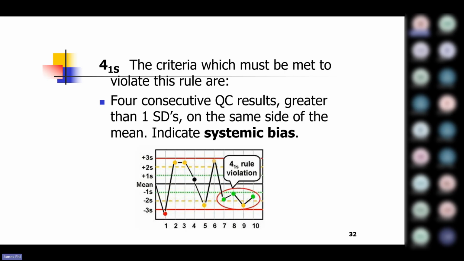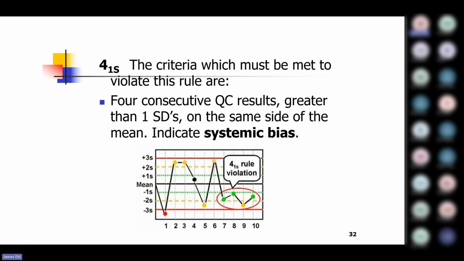Then we have the 4-1S rule. This rule criteria is violated when we have 4 consecutive QC results on the same side of the mean. This is indicative of a systemic bias. They are greater than 1SD. This is your 1SD limit. This is your 1SD line. Now, all the 4 points are outside that line of that graph. At this point, please, you need to investigate because this is a systemic bias. You need to fix it. There is a problem. Even though they are still within 2SD, don't accept the run. It's telling you that there is a problem brewing up.